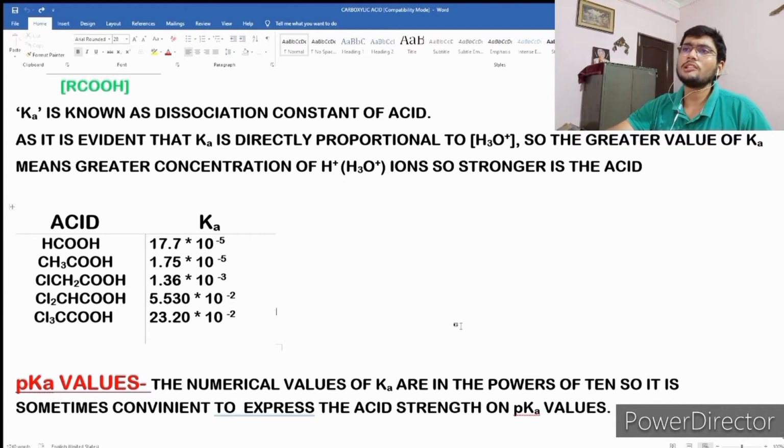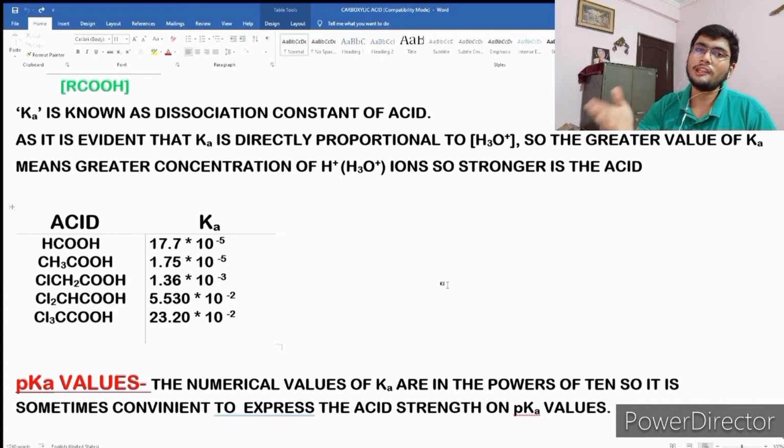Now sometimes it is quite difficult for us to remember the values of dissociation constant, because you see there are big values as well and there are powers of 10 also, so it is quite troublesome to remember them. So that's why we sometimes use the values in terms of pKa. Okay, so now what is pKa? pKa is the negative log of dissociation constant. So by knowing the value of pKa, we can also tell whether the acid is strong or weak.